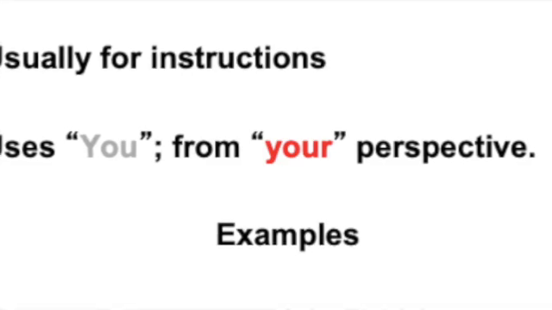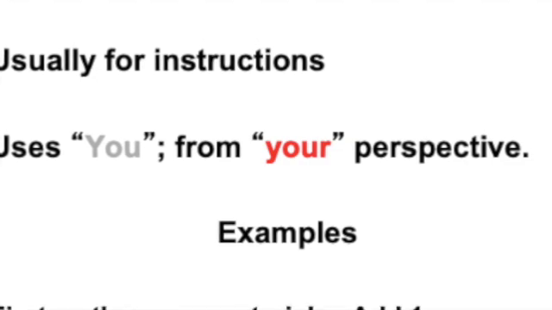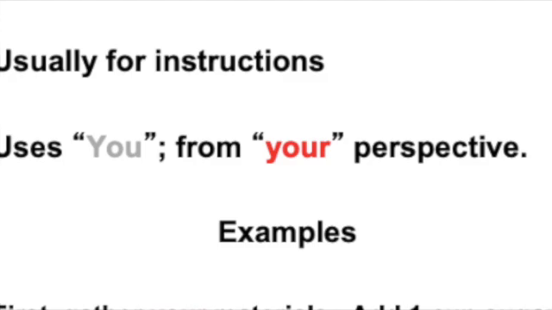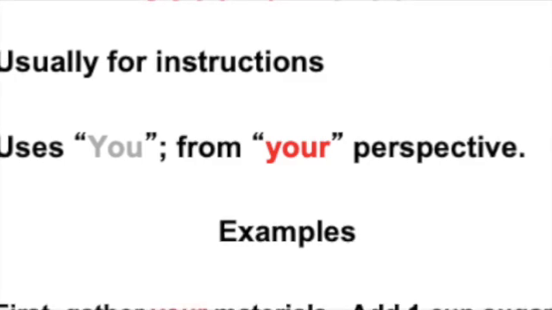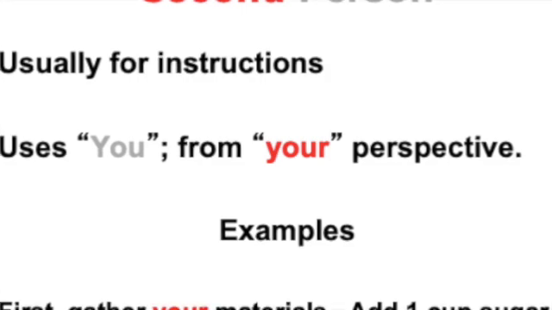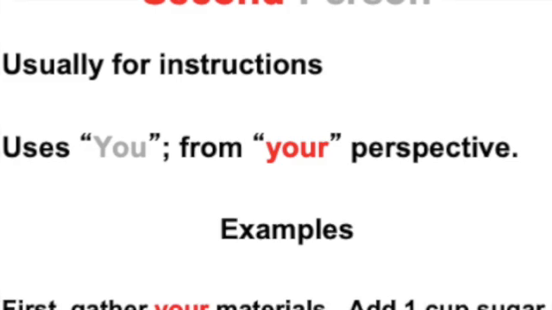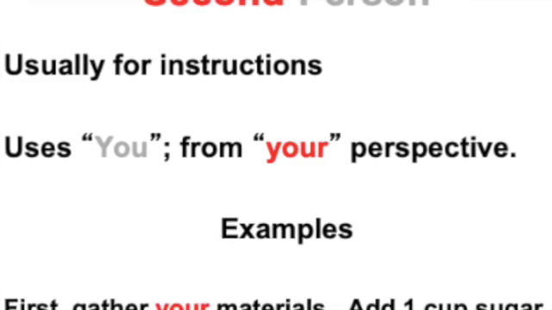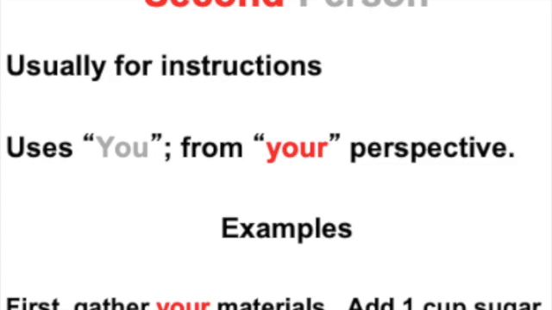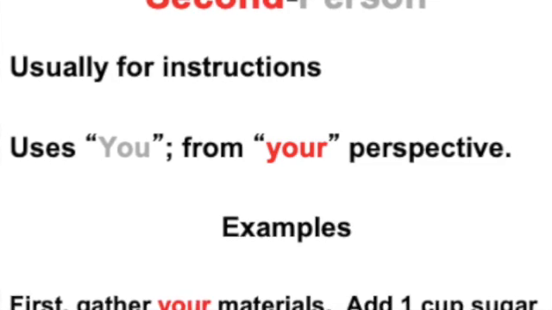Second person, we usually use it for instructions, how to build something, for a recipe, how to make something, and it uses you from your perspective. So when an author is speaking in the second person, they're talking to you. They're telling you what to do. So for example, first gather your materials and add 1 cup of sugar to flour. So the author is telling you what to do.